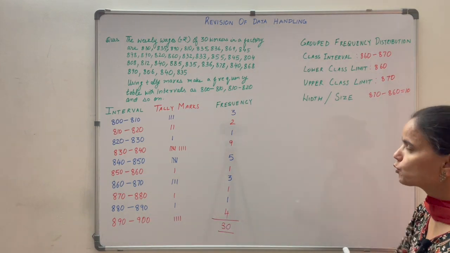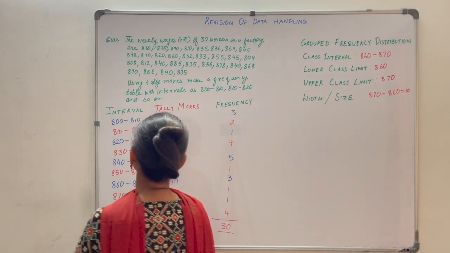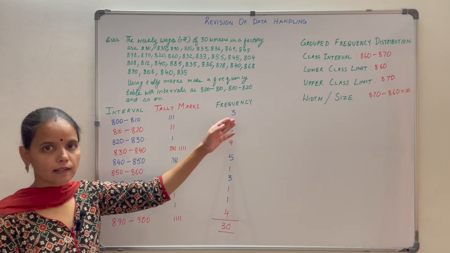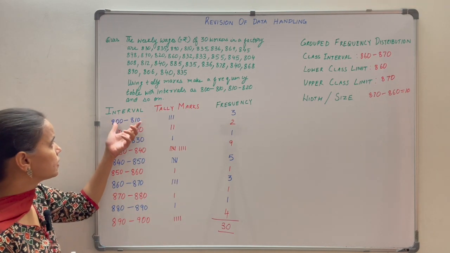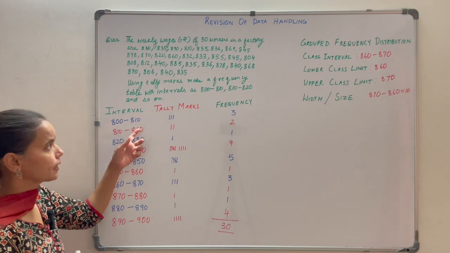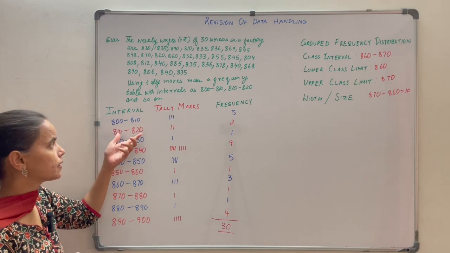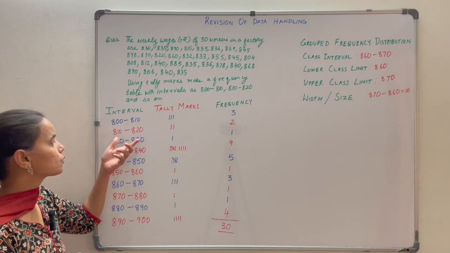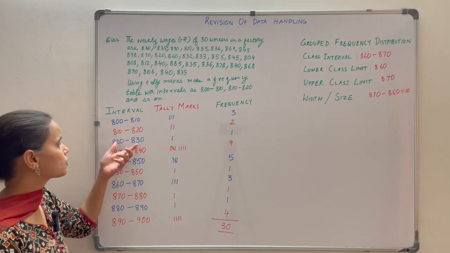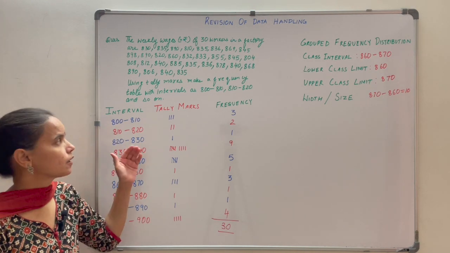Now let us see how to make this grouped frequency distribution table. First you need to enter these columns: interval, tally marks and frequency. The interval represents the grouped information, 800 to 810. All the workers whose salary lies from 800 to 810, and all the workers whose salary lies between 810 to 820, and all the workers whose salary lies between 820 to 830. Like this we are going to group the salary.